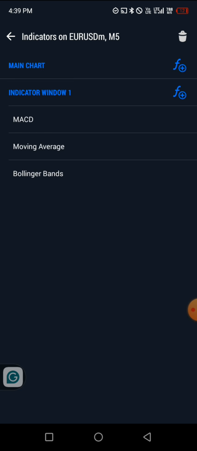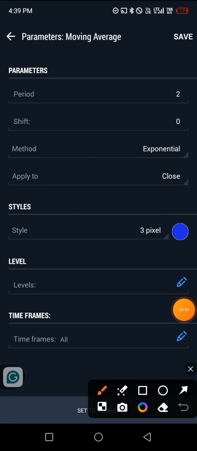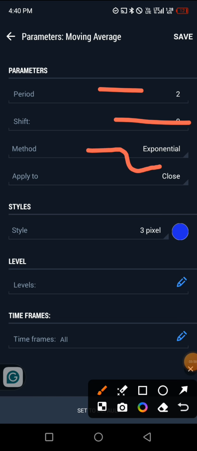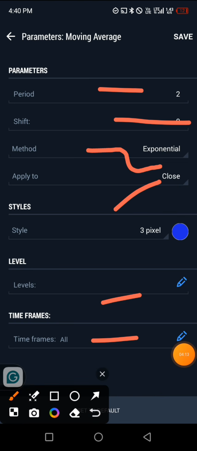Okay, so the next indicator you're going to be using is your moving average. In your moving average, your period is going to be 2, your shift is going to be 0, your method is going to be exponential. Then apply to close. Okay, then in your style, use 3 pixel, use color blue. All right, use color blue. Then you leave your levels the way it is and leave your time frame the way it is. As soon as you have all of this set up, you click on what, save.